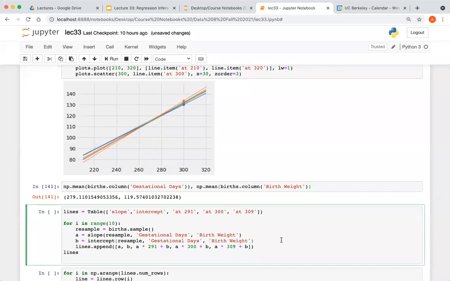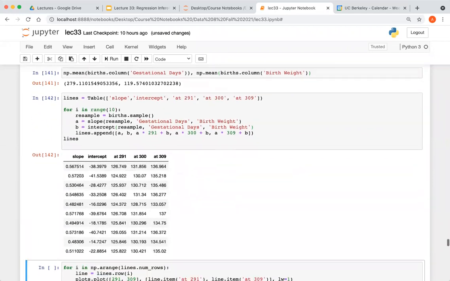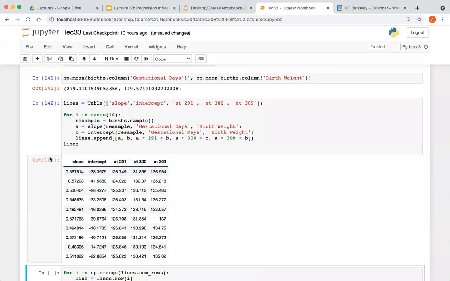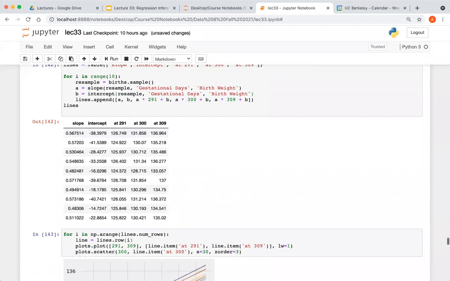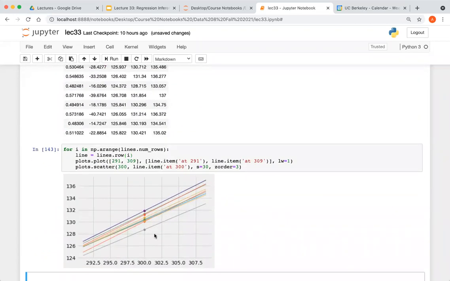Let me just, before we do that, let's just take a look at, if we did 10, then we would get 10 different samples, hence 10 different slopes, 10 different intercepts. And we made a bunch of predictions at 291, at 300, and at 309. And we got a bunch of lines. And what we've done is we've just drawn for you the zoomed in to x equals 300. And you can see that these are all rather different. And of course, now you want to do it over and over again.